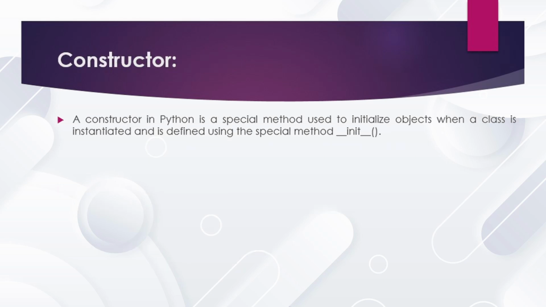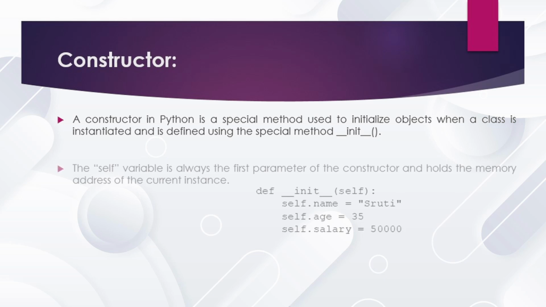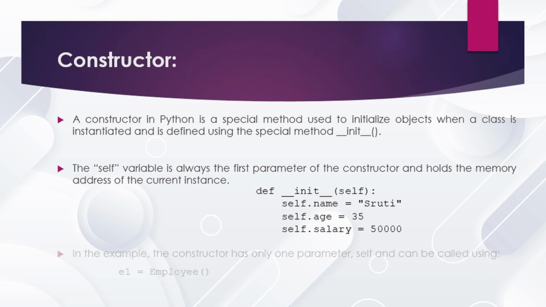A constructor in Python is a special method used to initialize objects when a class is instantiated. It is automatically called when a new object of the class is created. The constructor method is defined using the special method init. It runs automatically when a new object is created. It is mainly used to initialize instance variables. The self variable is always the first parameter of the constructor and holds the memory address of the current instance. We can see this in this example.